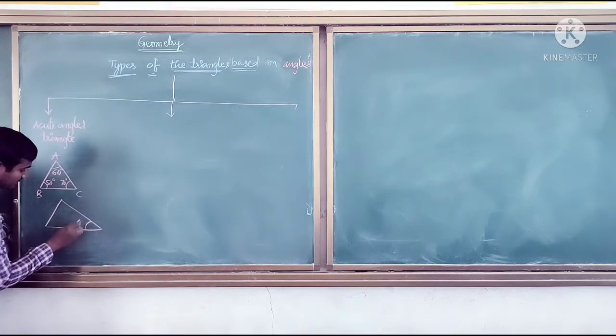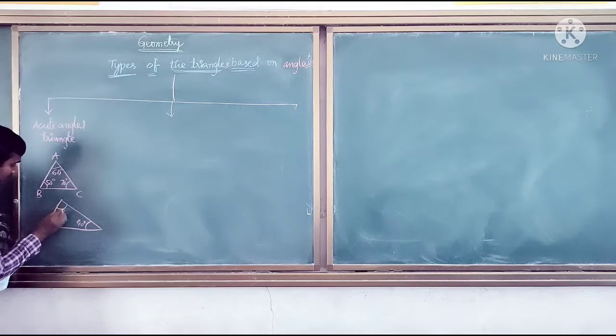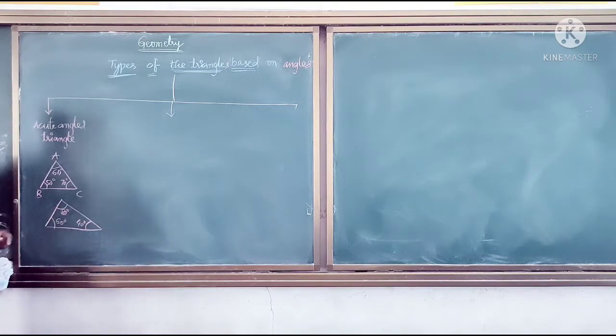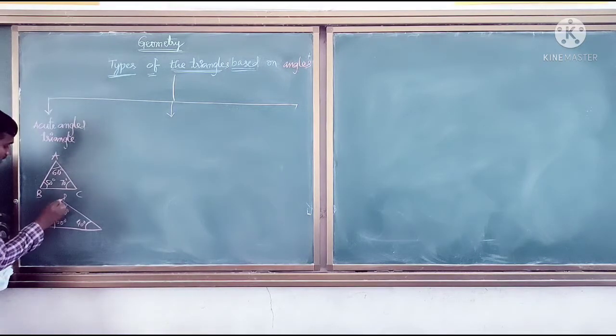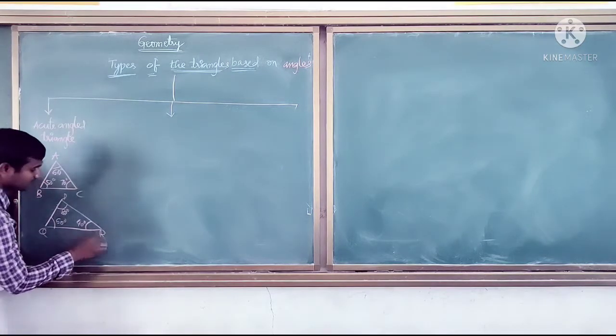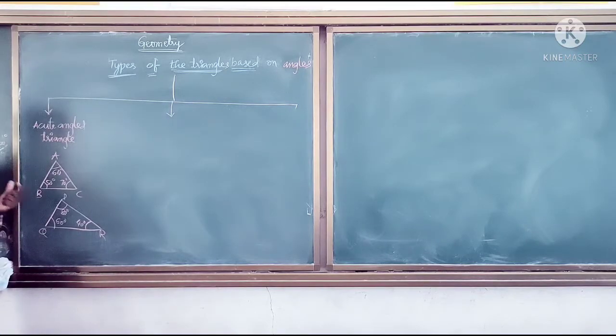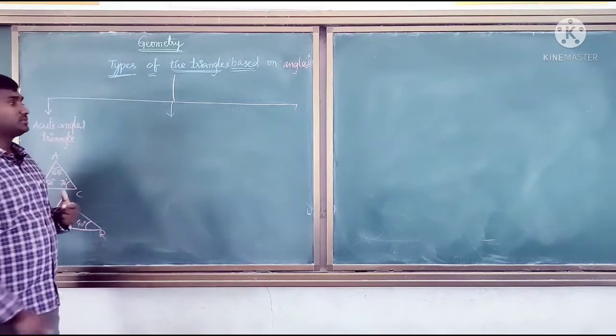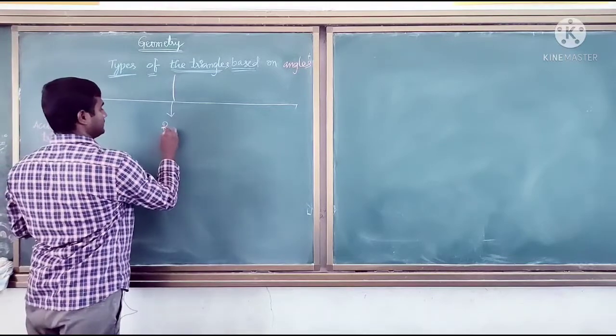One angle is 40 degrees, one angle is 80 degrees, another angle is 60 degrees. Is it an acute angle triangle or not? Yes, it is also an acute angle triangle. The triangle PQR is an acute angle triangle. Okay, so next type, the right angle triangle.